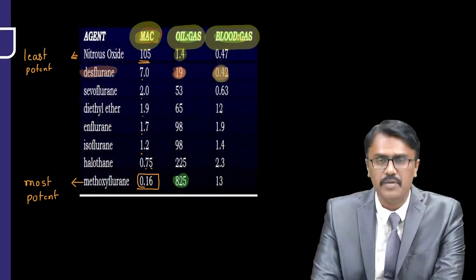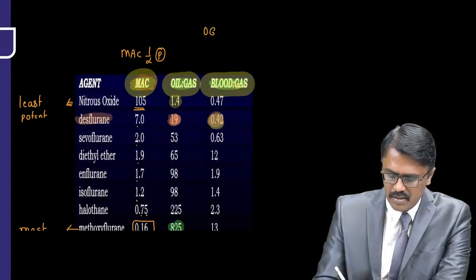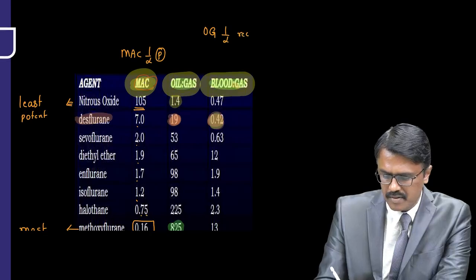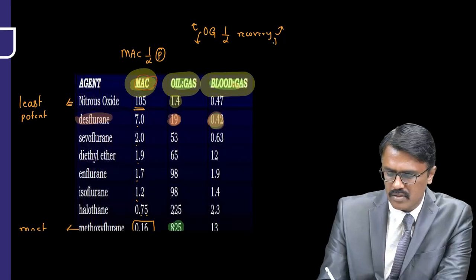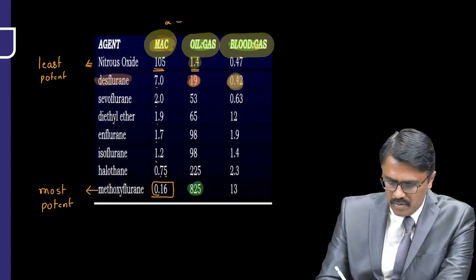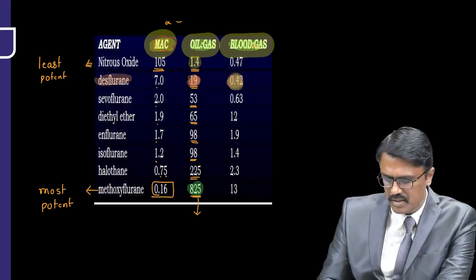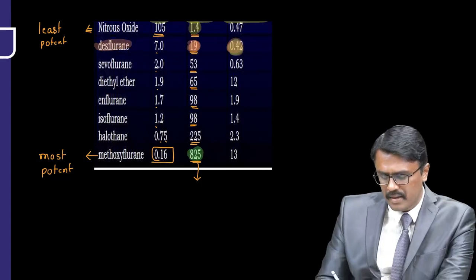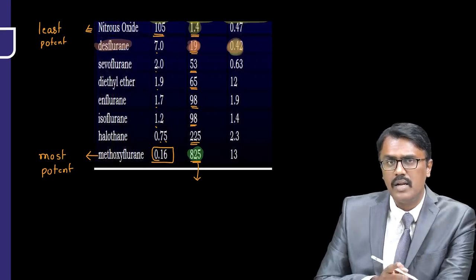Yes. So the next parameter you need to analyze is the oil gas coefficient. I told you the oil gas coefficient is inversely proportional to recovery. That means if the levels are low, then the recovery is faster. If the levels are more, the recovery is slower. So analyze this coefficient: 1.4, 19, 53, 65, 98, 98, 225, 825. So the oil gas coefficient is highest with methoxyflurane. That means methoxyflurane goes to the tissues and binds there for a very long period. So the recovery takes time.